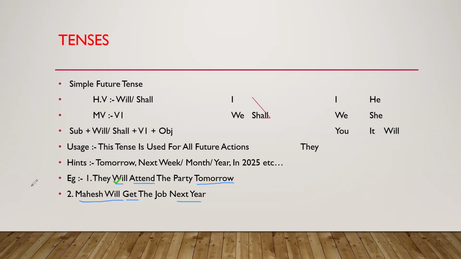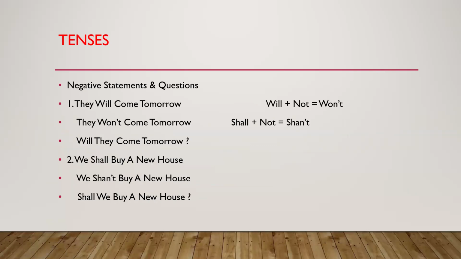Now let's clear all the drawings. Now, how to write the negative statements for this simple future tense? They will come tomorrow. Will plus not equals won't and shall plus not equals shan't. There may be spelling doubts about shan't and won't. Will plus not is not willn't, and shall plus not is not shalln't; that is not there in the English language. Will plus not equals won't, and shall plus not equals shan't.